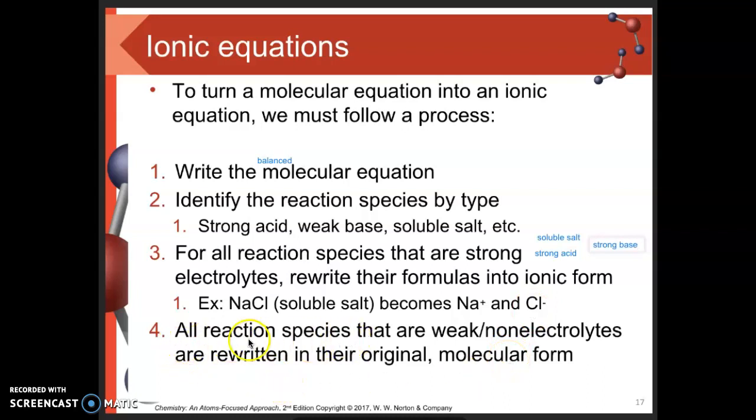Everything that is a reaction species that is a weak electrolyte or a non-electrolyte is written in its full molecular form. And so this would be any insoluble salt. This would be any weak acid. This would be any weak base. And not that you'll see many examples of this, but any non-electrolyte would also fit in here as well. So if you had sugar, if you had ethyl alcohol, something like that, those would fit into this category as well.